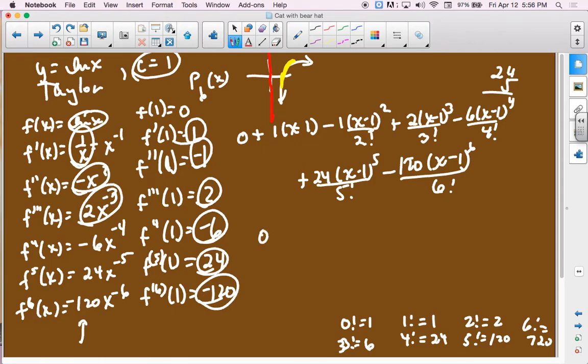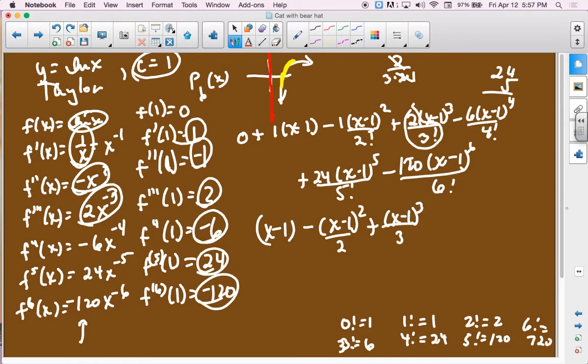This gives me 0. I'm not going to write that down. So I get (x minus 1) minus (x minus 1) squared over 2 plus, what happens to this? That's 2 over 3, 2, 1. So I just get (x minus 1) to the third over 3. This one's going to be 6 over 4, 3, 2, 1. Those cancel, and I just have a 4 on the bottom. (x minus 1) to the fourth.